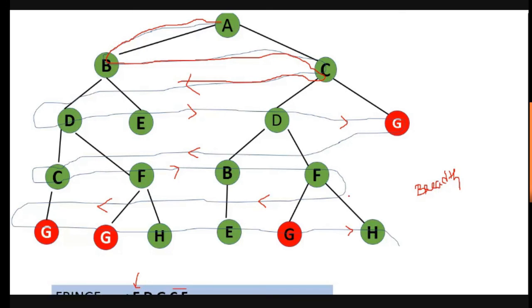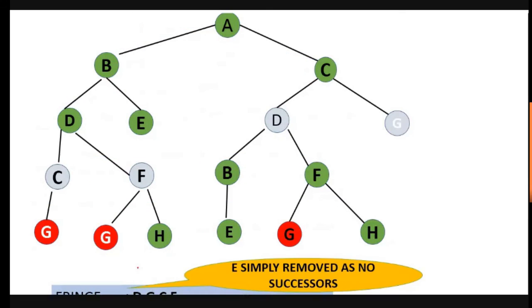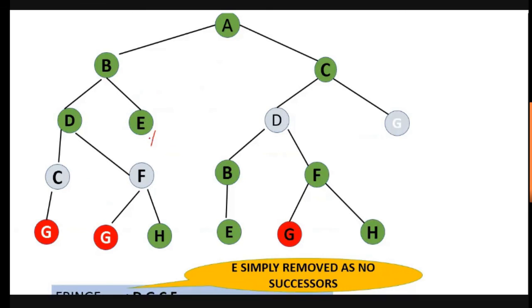In my node expansion, the first node has been removed, and D has been replaced by C and F at the end, and E is now in the queue. Now E has no successors, no children to that node, so it is simply removed. Nothing is added.